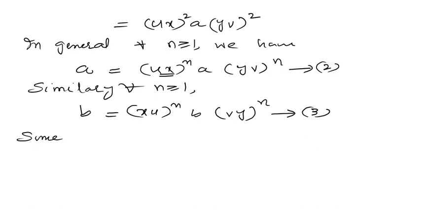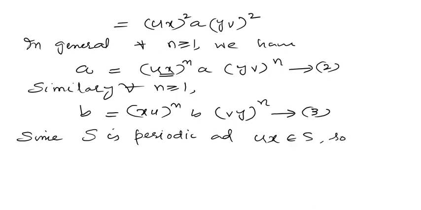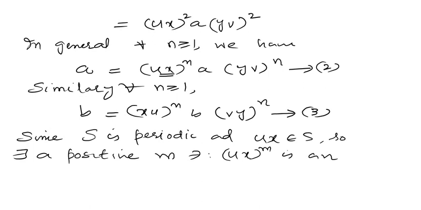Since our S is a periodic semigroup, and this ux belongs to S, there exists a positive integer m such that ux power m is an idempotent of S.